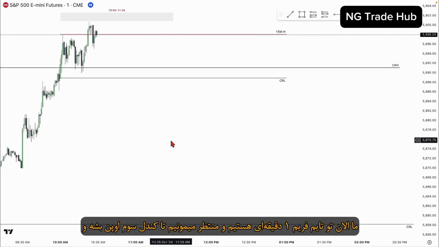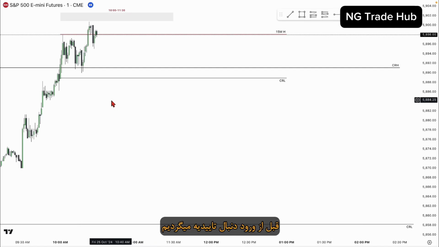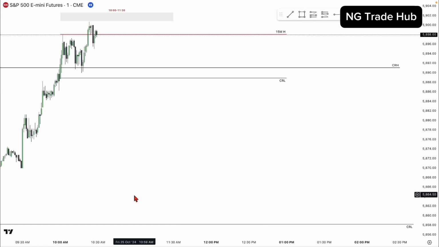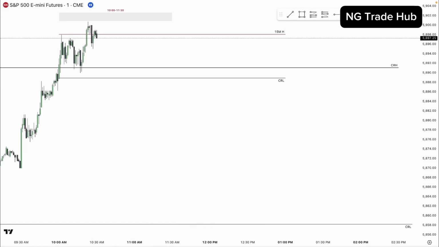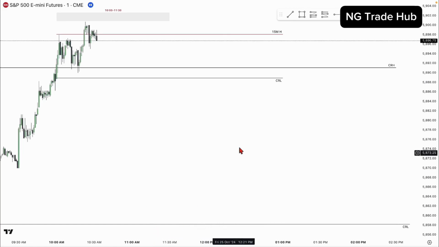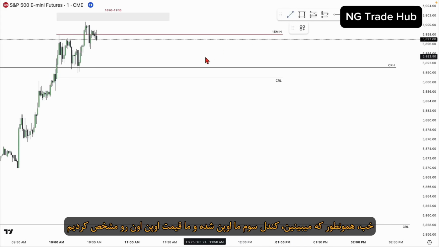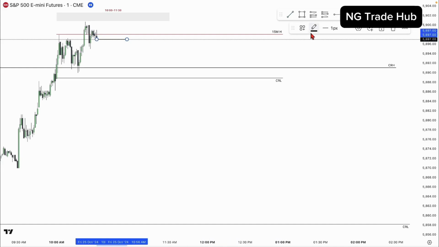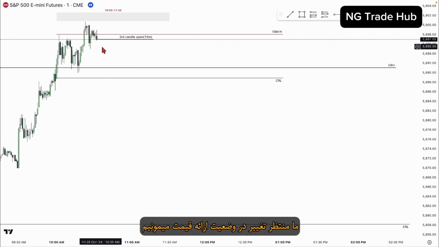We're on the 1-minute time frame now, and we'll wait for the third candle to open and look for confirmation before taking an entry. Let's see how it plays out. So, as you can see, our third candle has opened, and we have marked its opening price. We will wait for a change in the state of delivery. Let's see what happens next.